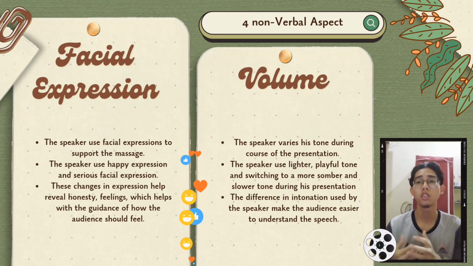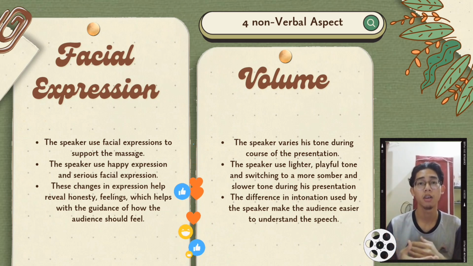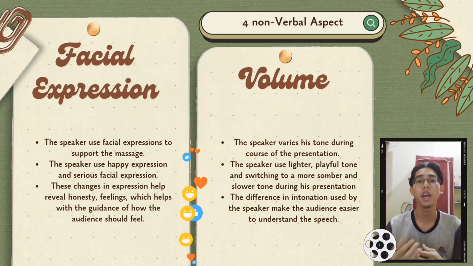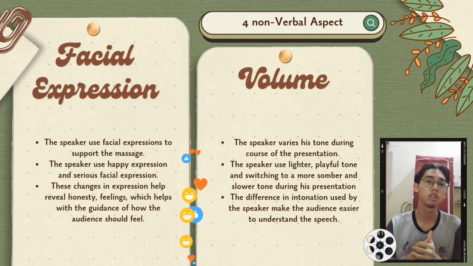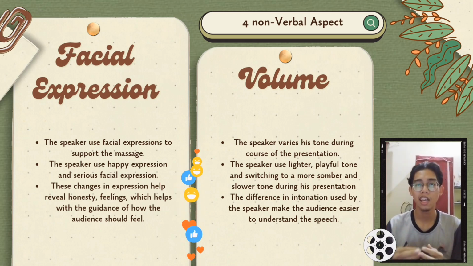After that, we're going through the last non-verbal aspect, which is volume. The speaker varies his tone during course of the presentation, adopting a lighter and more playful tones while discussing memes or funny slang, and switching to a more somber and slower tone while addressing serious topics like incel culture or appropriations. An example is the tonal change upon saying "Are we cool?", a question taken from the language of TikTok, serves to reinforce the argument while staying interesting through familiar language.